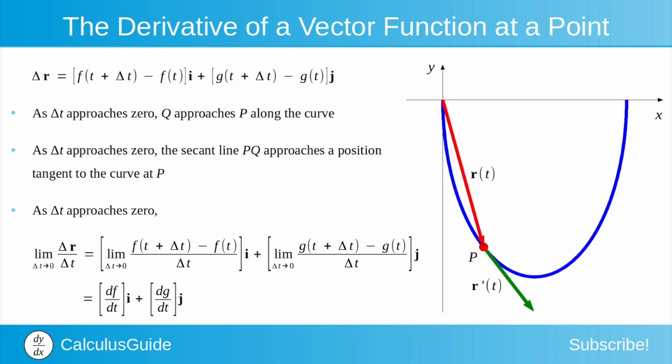R prime of t is a vector function which assigns a vector to each value of t on the time interval I at each point where the derivative exists. When r prime of t is not equal to the 0 vector, it is tangent to the curve at each point where the derivative exists.